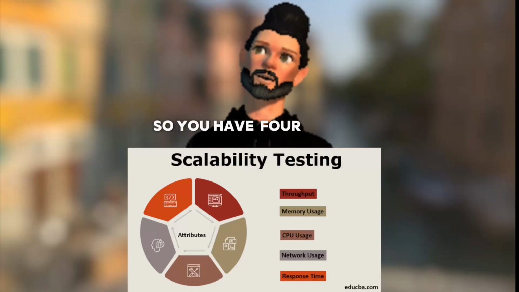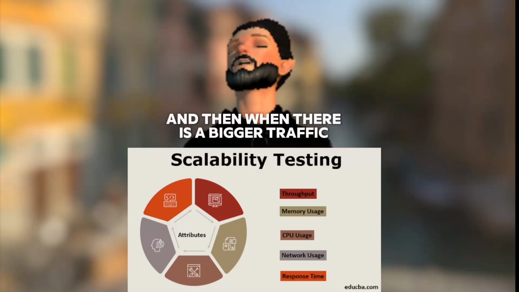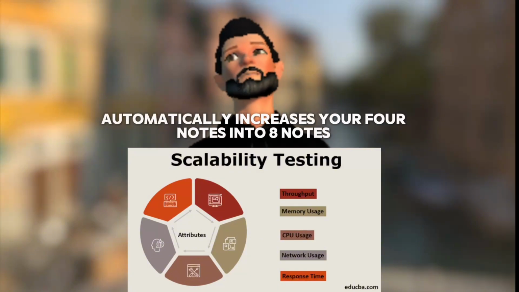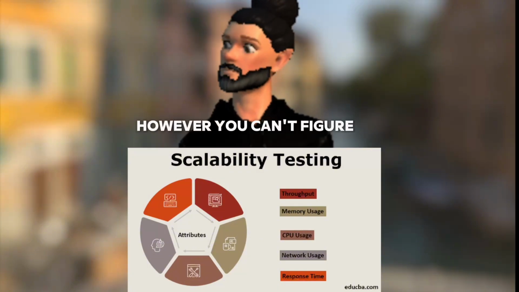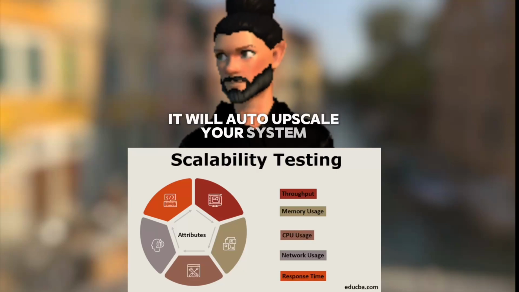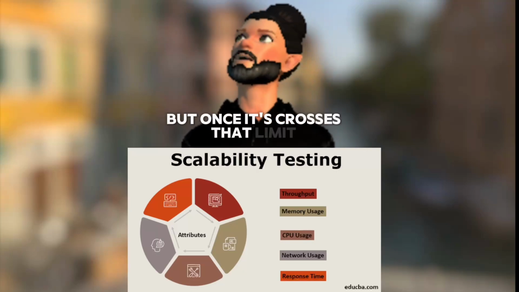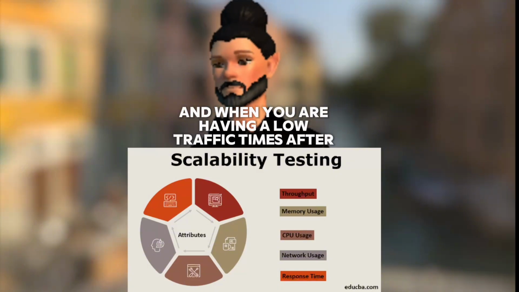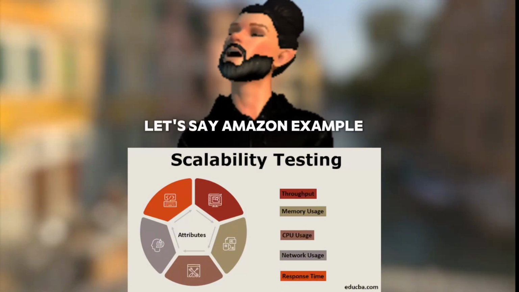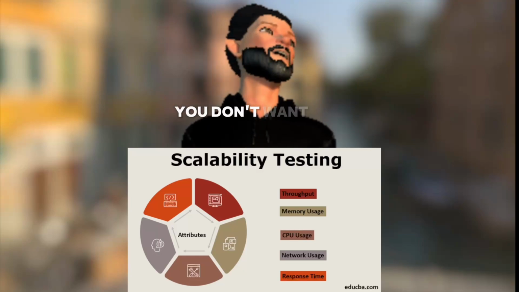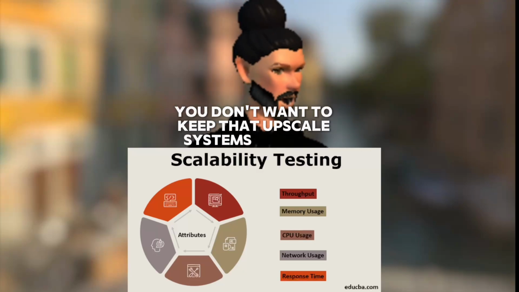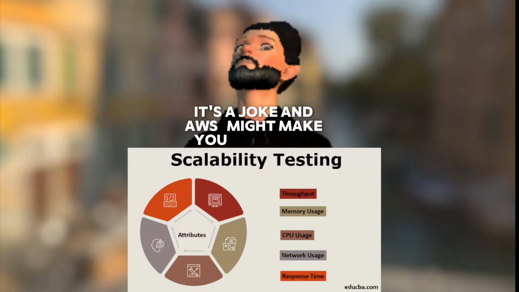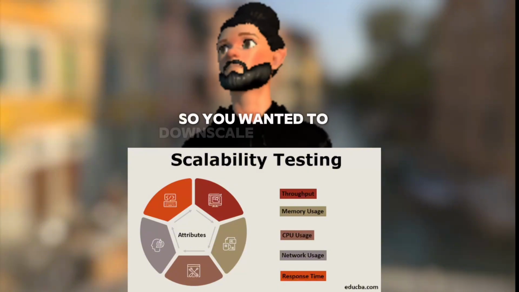So you have, say, 4 nodes, and when there is bigger traffic, your system might automatically increase your 4 nodes into 8 nodes or 12 nodes, however you configure it. But when you have low traffic, let's say in the Amazon example after Black Friday is over, you don't want to keep those upscaled systems running. It's a joke with AWS that it might make you bankrupt. So you want to downscale the system.